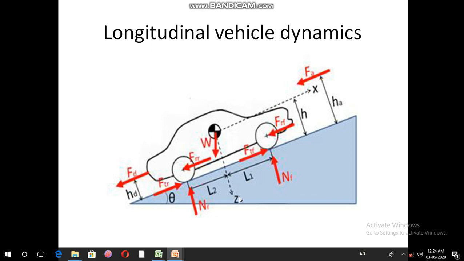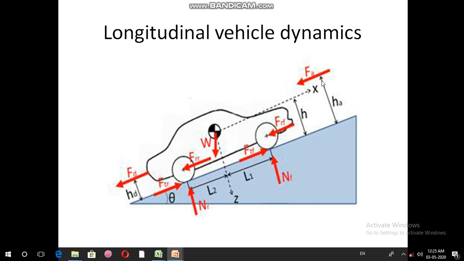Forces and motion in the longitudinal direction, on a smooth road surface. There are many forces in this diagram. W is the downward weight, and this is the gradient. Theta is the angle of the gradient. FD is the hitch point force, for attaching a trolley or other things. And H is the CG height.